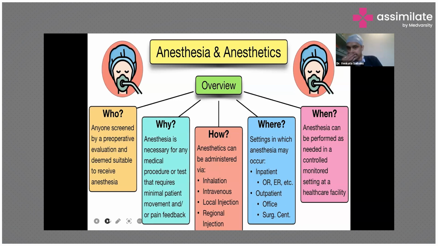So how can anesthetics be administered? Via the inhalational route, through breathing, by intravenous injections, local injections, and regional blocks. As for where, the settings in which anesthesia may occur are inpatient, operating room, emergency room, etc., outpatient offices and surgical centers. Anesthesia can be performed as needed in a controlled, monitored setting at a healthcare facility. Next slide, please.